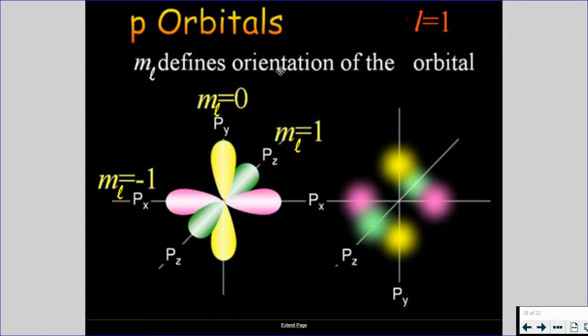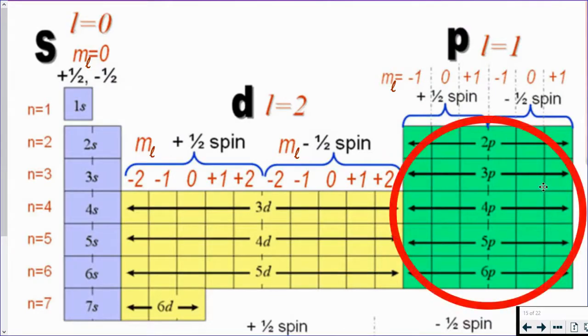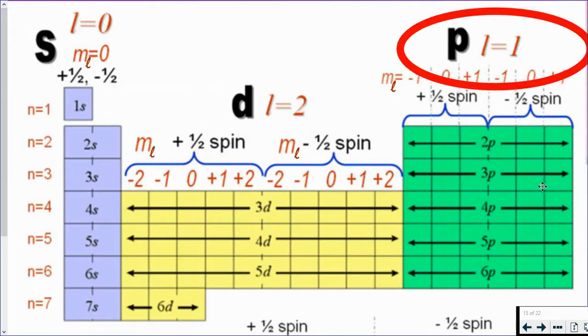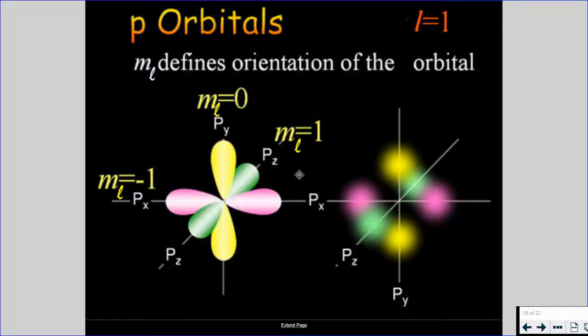In the example of the p orbital, where the secondary quantum number is L equals 1, there are 3 orientations. It can go along the y-axis, or along the x-axis, or the z-axis. So this diagram shows you 3 p orbitals arranged in 3 different spatial orientations. The corresponding values are ml equals -1, ml equals 0, and ml equals 1.